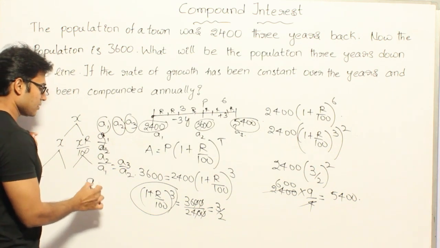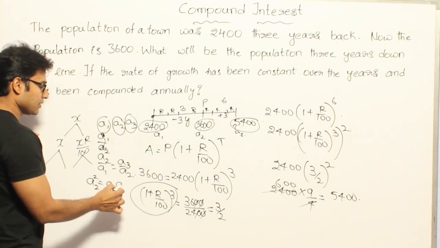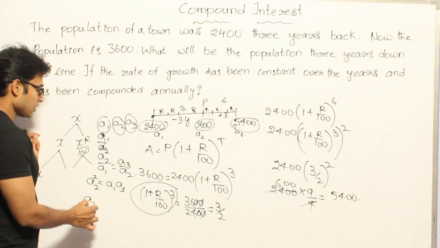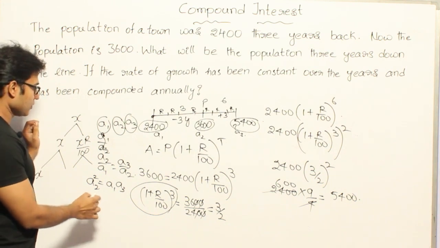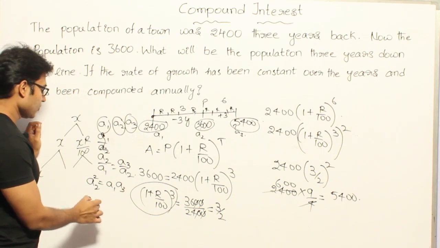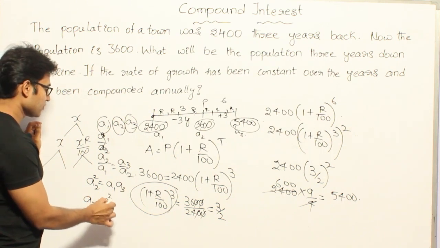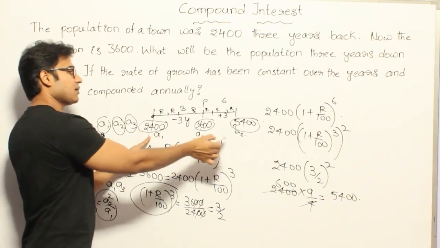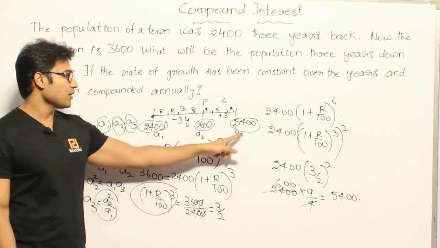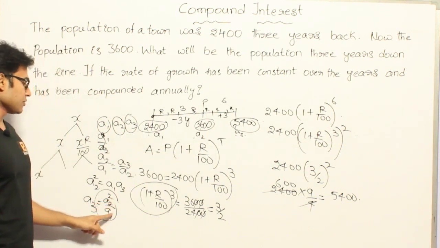So A2 square, you can see that it is A1 into A3. So we want A3, right? Therefore A3 equal to A2 square divided by A1, right? So if this is the first term, this is the second term, and this is the third term, you could find out the third term by writing A2 square by A1.